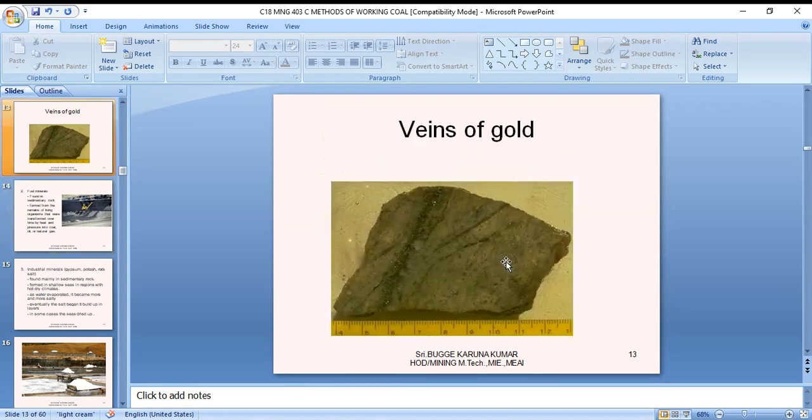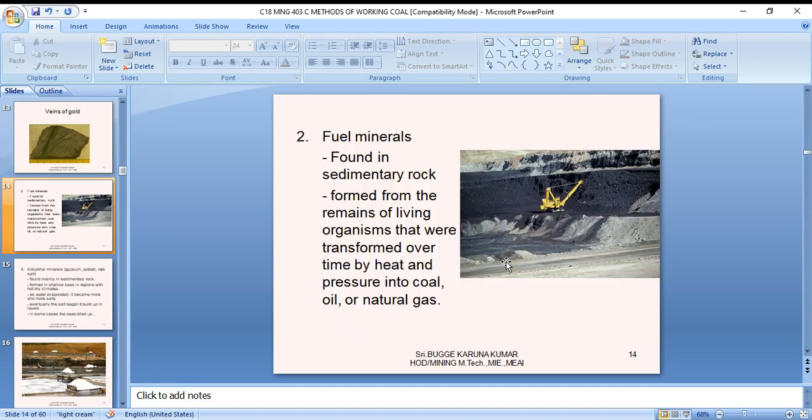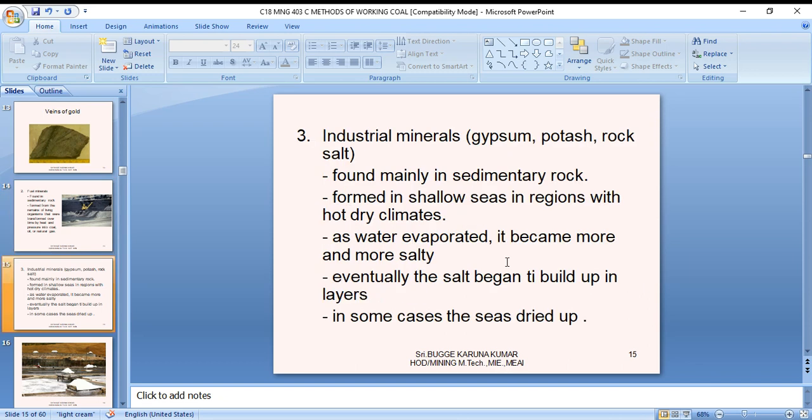Veins of gold, veins of gold are formed in that particular way. Fuel minerals are found in sedimentary deposits, formed from the remains of living organisms that were transformed and trapped by heat and preserved into coal, oil and natural gas.